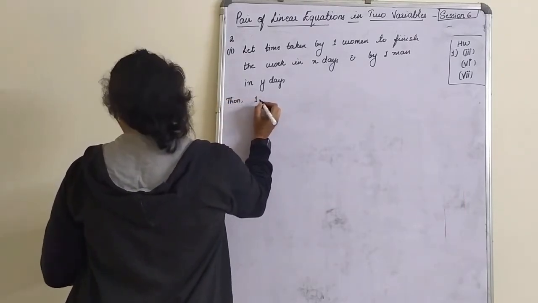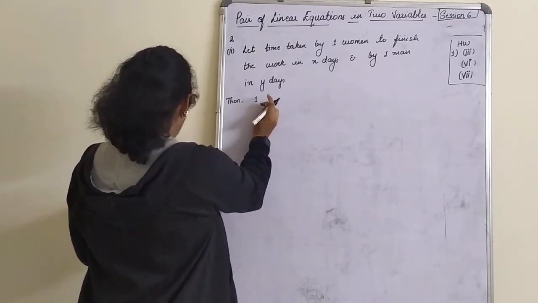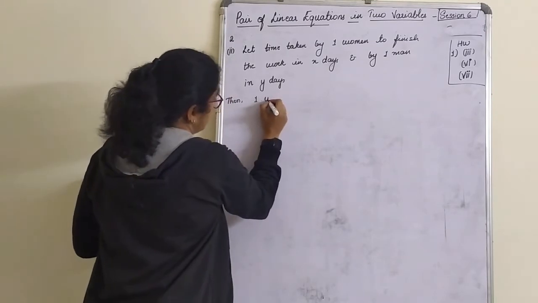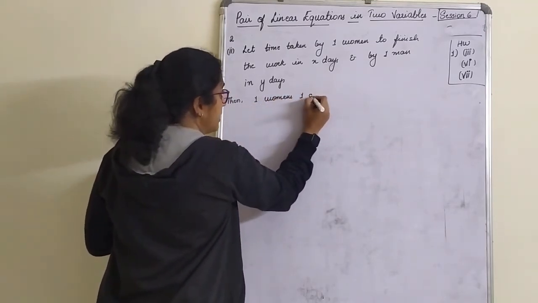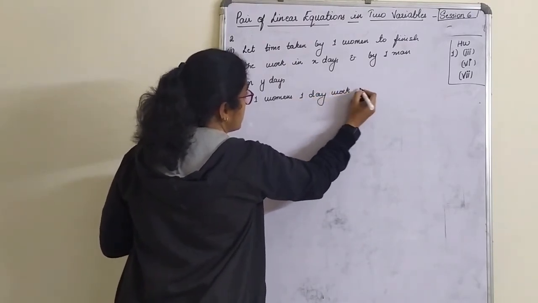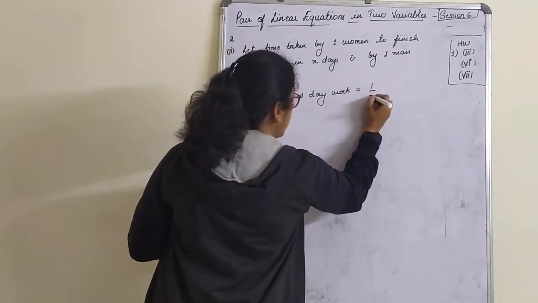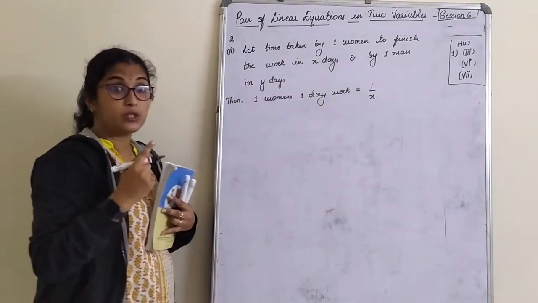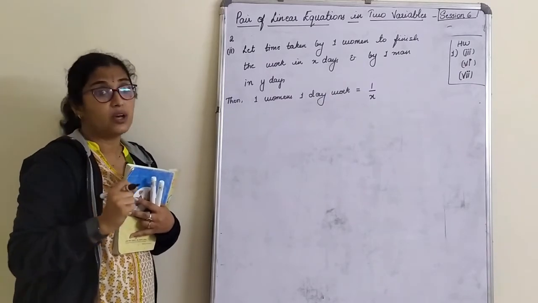Next, according to that, they have given 2 women and 5 men simultaneously. Let us understand that 1 woman's 1 day work is given by 1 by x. Why 1 by x? 1 day, 1 whole day, 24 hours what we consider. It's always taken as 1 by x.